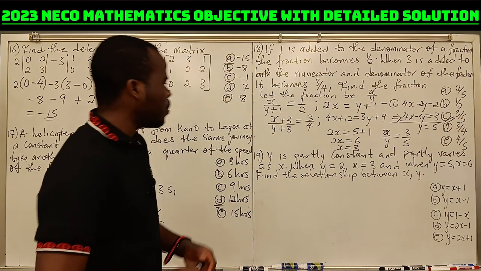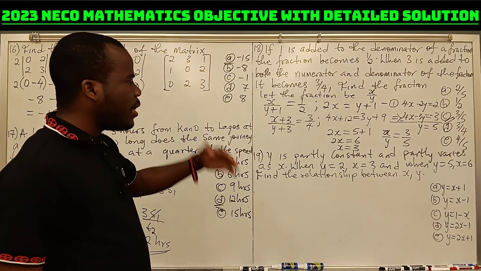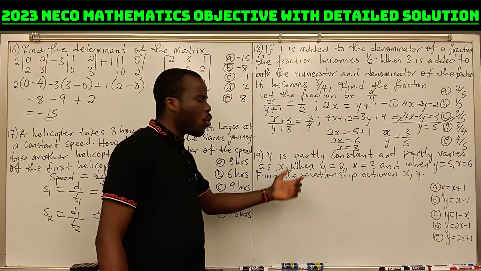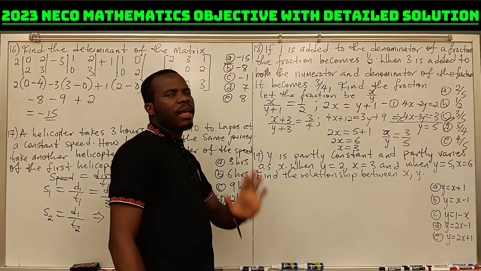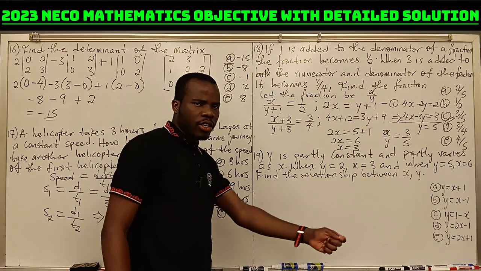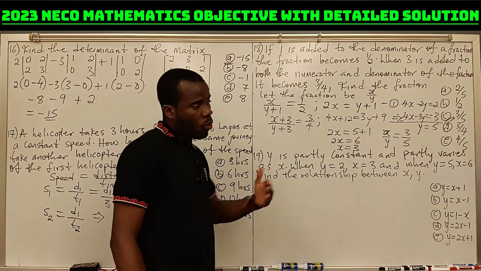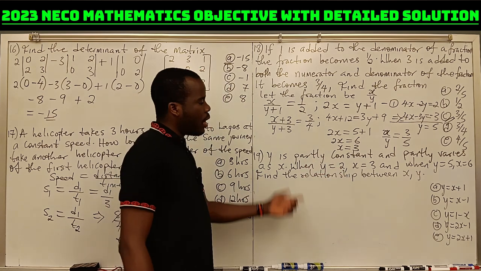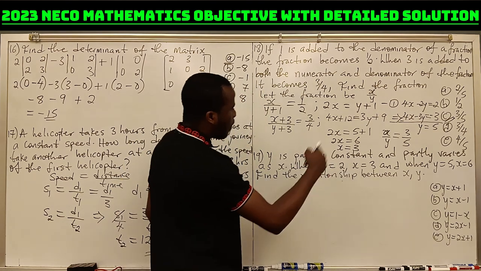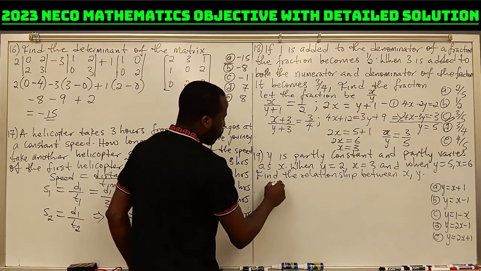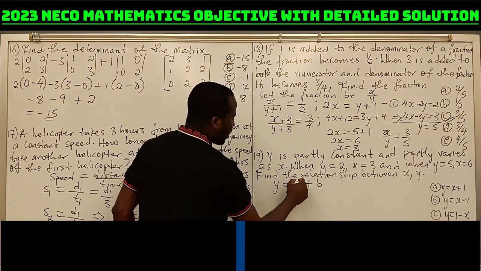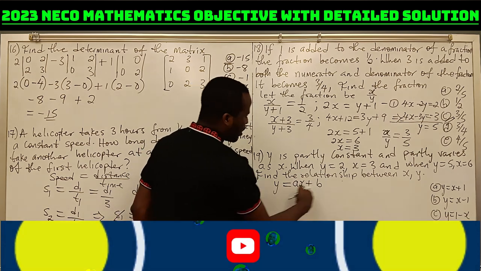That is very interesting. 19 says, y is partly constant and partly varies as s. How do we write this kind of variation? This is what we call partial variation. We have 4 types of variation. We have direct variation, inverse variation or indirect variation, joint variation, and we also have partial variation. How do we write y is partly constant and partly varies as s? We write it as y equals a constant plus b times s.